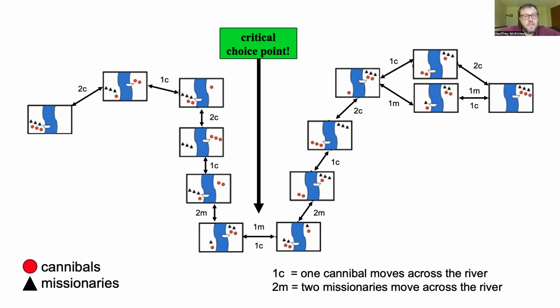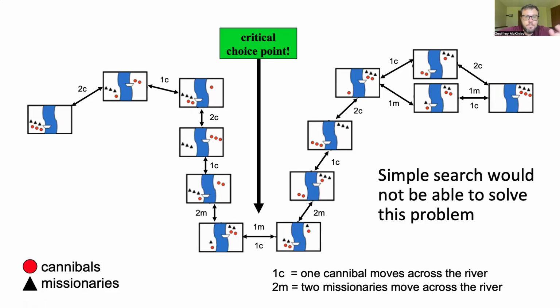And this is a critical choice point. And the point that I want to make is that a simple search would not be able to solve this problem, because a simple search requires that with each step, you must get closer and closer to the goal state. So a simple search doesn't allow you to move away from the goal state. And so it wouldn't allow this move, right?